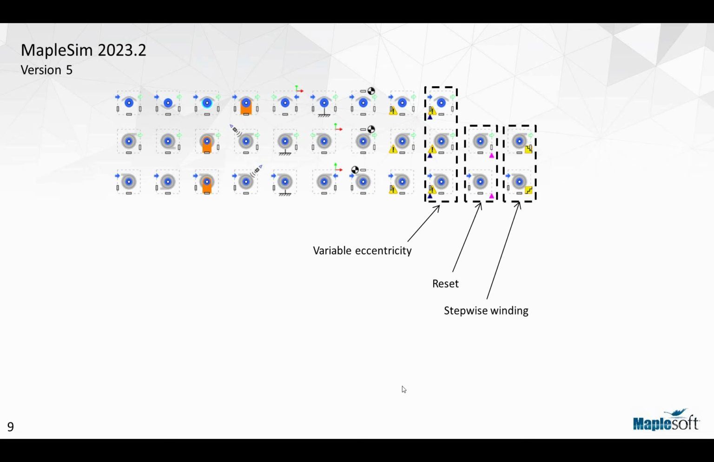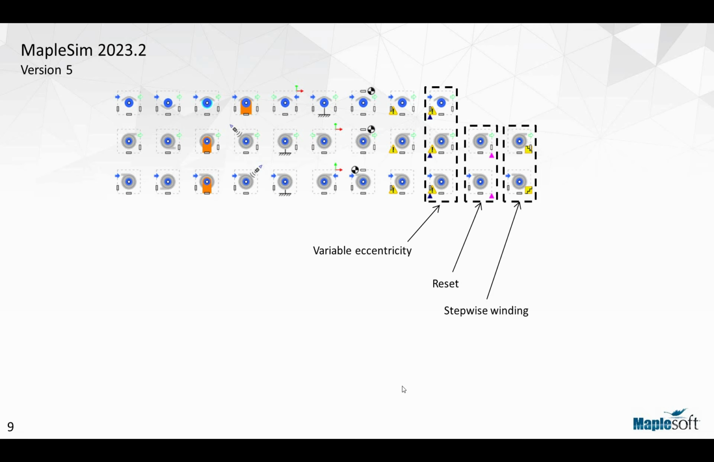We already had eccentricity as a fixed number. In this version, we added variable eccentricity, so the user can control when the eccentricity starts to affect the system. We added reset to wind and unwind drums, so that simulation of cyclic productions can be made within the same model. And we also took a closer look at the winding process. Through our interactions with our customers, we decided to add a stepwise winding.